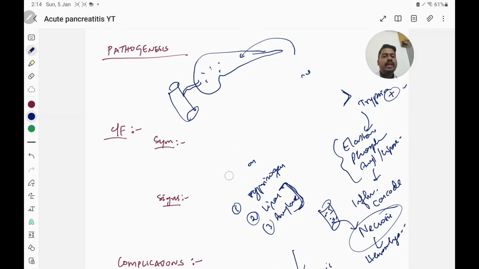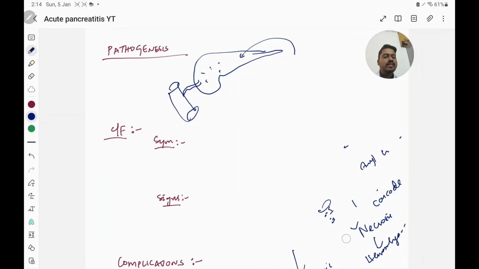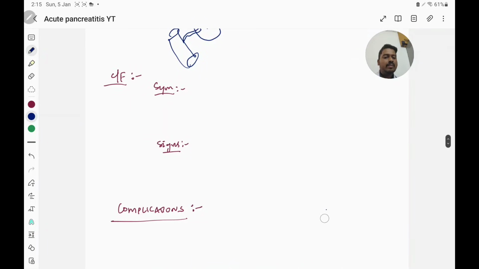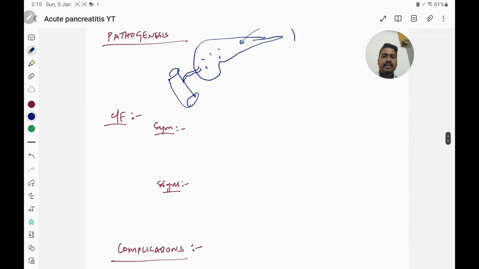That's why if you identify pancreatitis in time and you treat, you decrease the inflammation, you give conservative management, then you can have a good outcome. So there is no infective pathology happening here. It is just the inflammatory process that is happening.